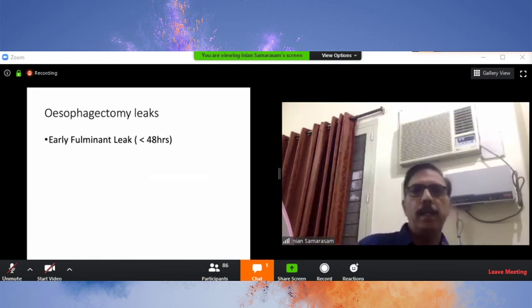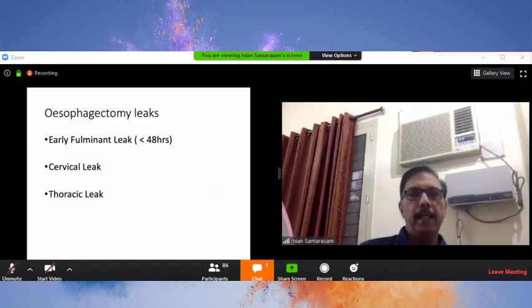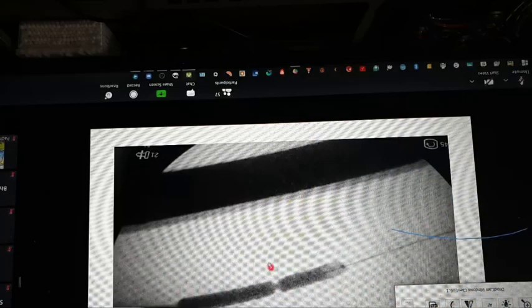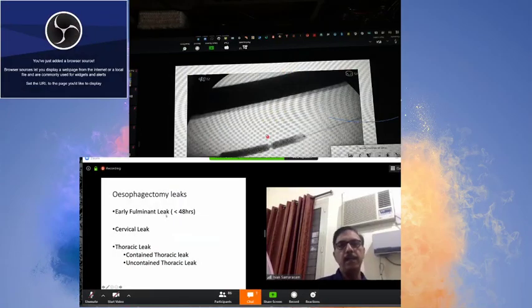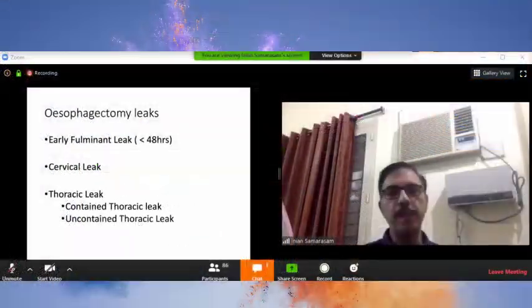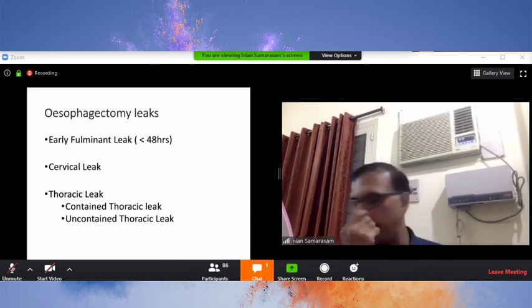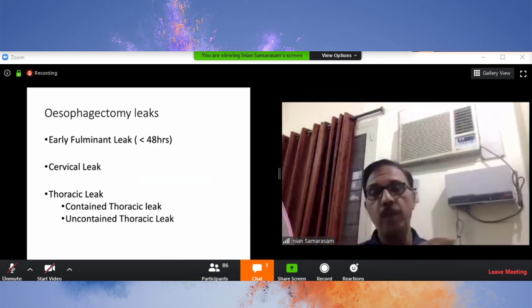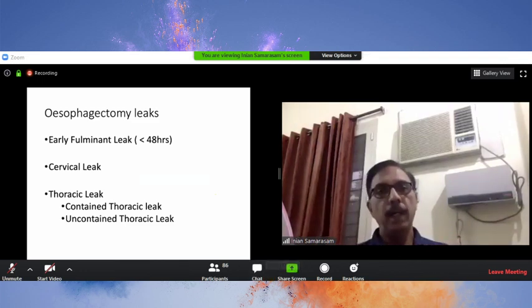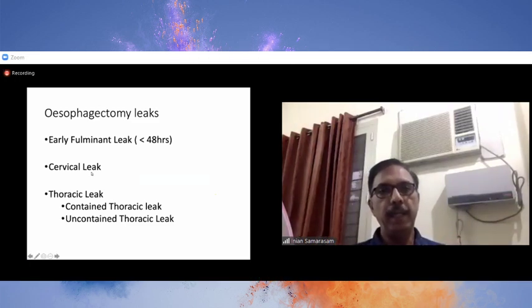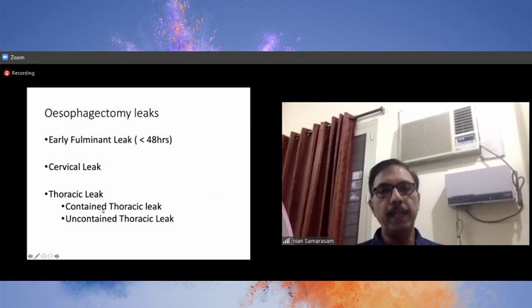Now, to classify leaks, they are classified as early or fulminant leaks. So these are leaks that present very early, less than 48 hours. And usually these are like a major problem such as a conduit necrosis. And of course, you have a cervical leak and a thoracic leak, which can either be contained or uncontained.